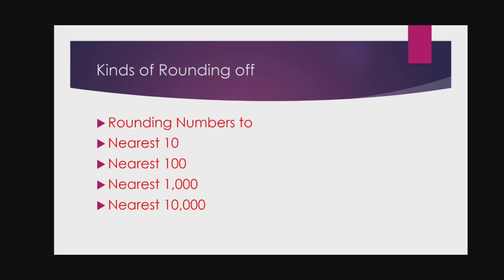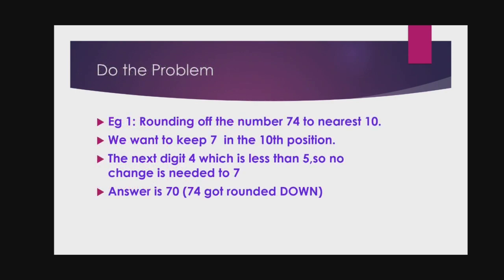There are 4 kinds of rounding of numbers in this section. First one, how to write nearest 10, how to write nearest 100, similarly 1000 and 10,000. First problem, rounding the number 74 to the nearest 10. We want to keep 7 in the tens position. The next digit 4 is less than 5, so no change is needed to 7. Answer is 70. Actually 74 got rounded down.